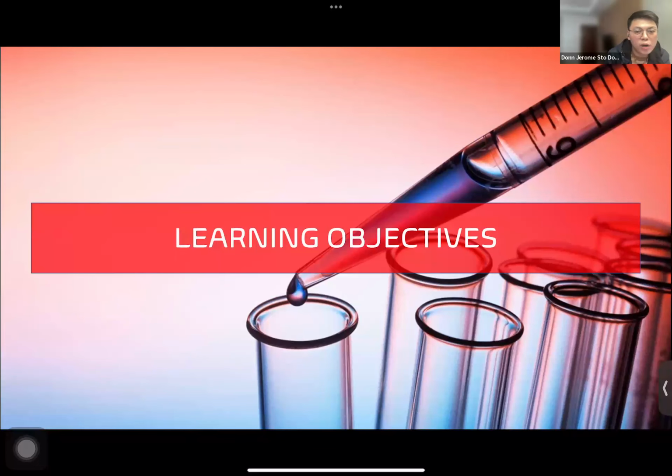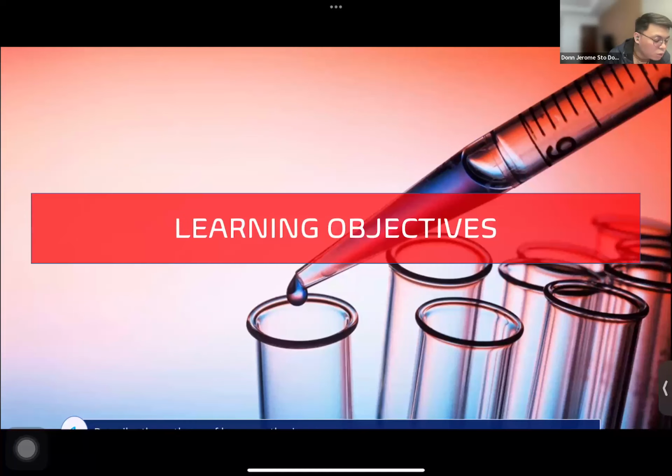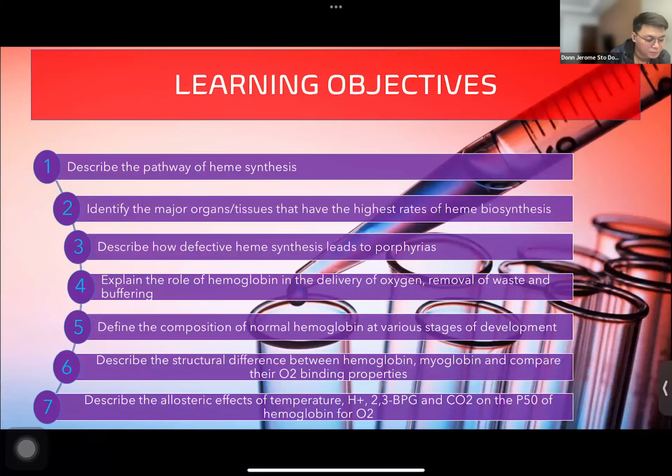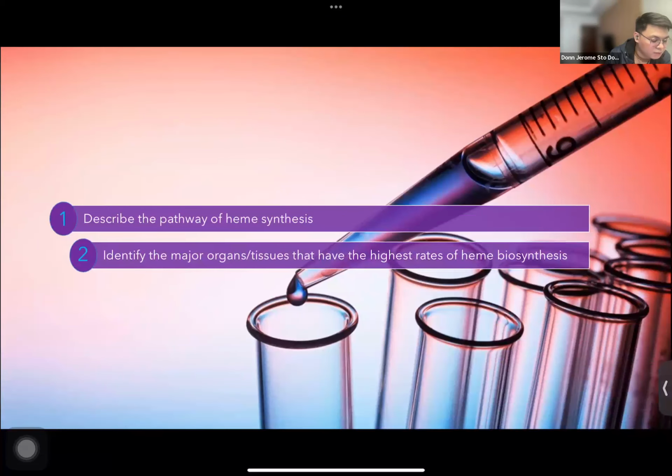Right, so here are our learning objectives. I will not go through them one by one as they are already written in your lecture guide. Let's discuss the first two.